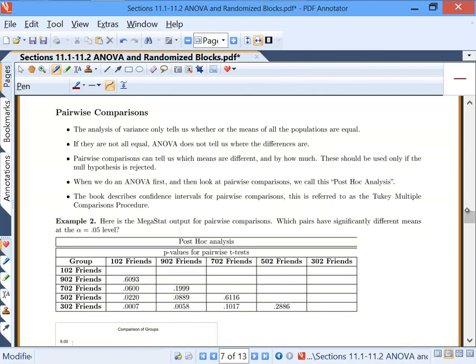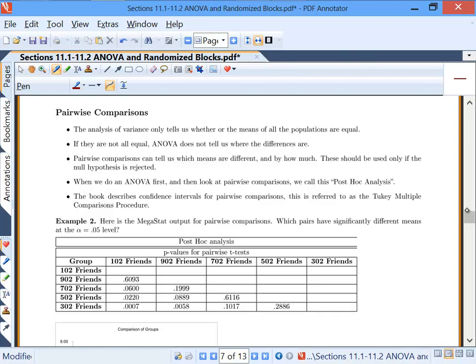Okay. So pairwise comparison. All we are able to tell on the ANOVA is whether or not all the population means were equal. But if they're not all equal, ANOVA doesn't tell us where the differences are. It doesn't tell us how many are different or which ones are different. If you want to know which ones are different, you have to go on and do what's called a post-hoc analysis, because you're doing it after the fact. You only do this post-hoc analysis if ANOVA tells you that there are differences. So you always do ANOVA first, and if there are differences, then you can go on and look at what we call pairwise comparisons. There are a few different ways to do it.